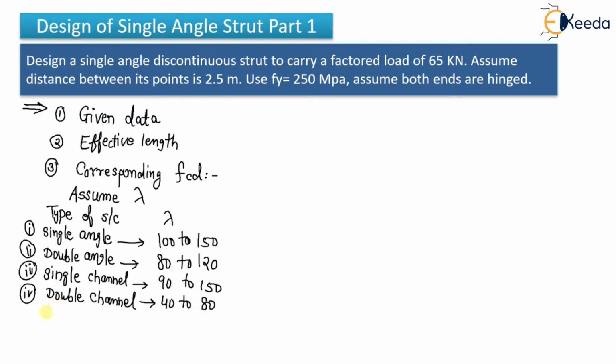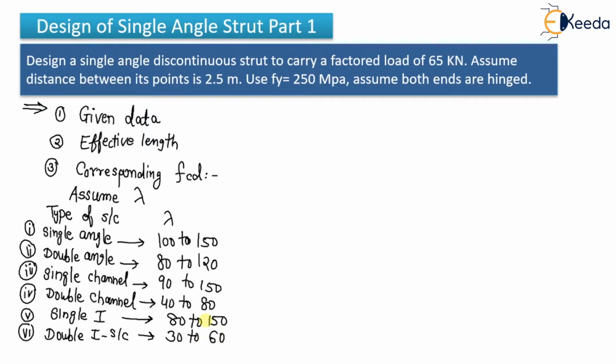Remember this. Then only two sections you have to remember. Single I section: for single I section, the value of lambda must be in between 80 to 150. And the last one, double I section: for double I section, the value should be taken in between 30 to 60. So these are the steps that you have to follow.